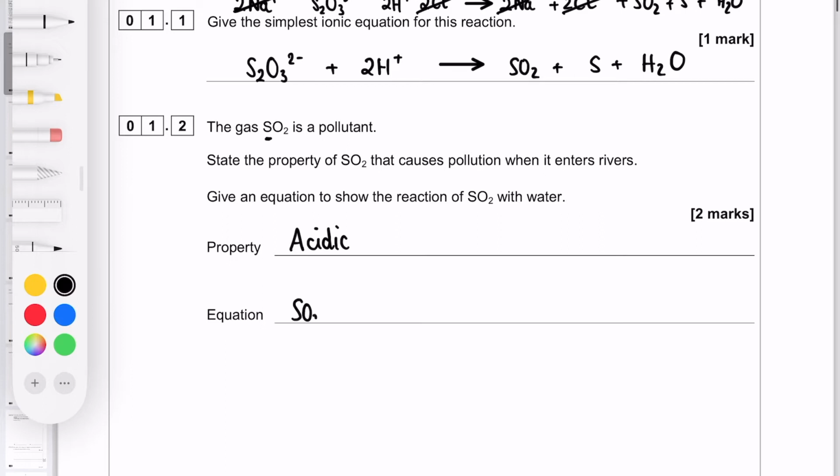When it reacts with the water, it forms sulfuric(IV) acid, so not the normal sulfuric acid you might have been used to seeing, but H2SO3.